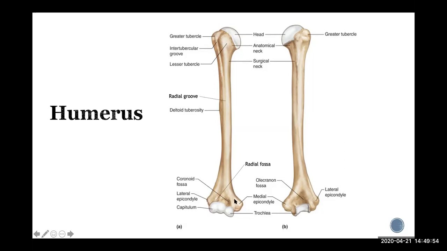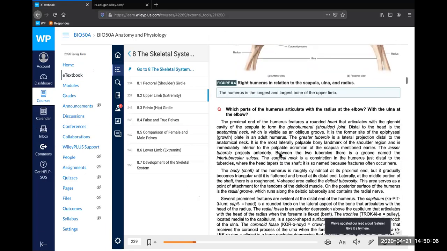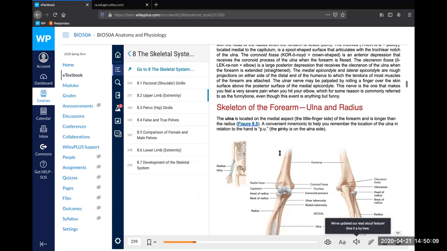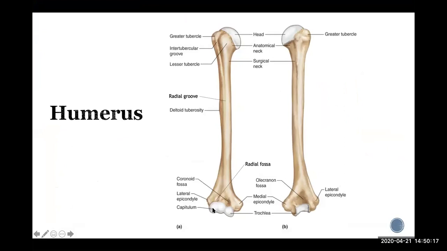In between your two epicondyles, you've got what is called the capitulum. The capitulum, I'm just realizing that I don't know what its purpose is. So the capitulum, a rounded knob on the lateral aspect of the bone that articulates with the head of the radius. Okay, so this particular bump down here, which is technically a condyle, but it's got a special name because it has a very specific purpose. It's called the capitulum, and this is where your humerus interacts with your radial bone, your radius.